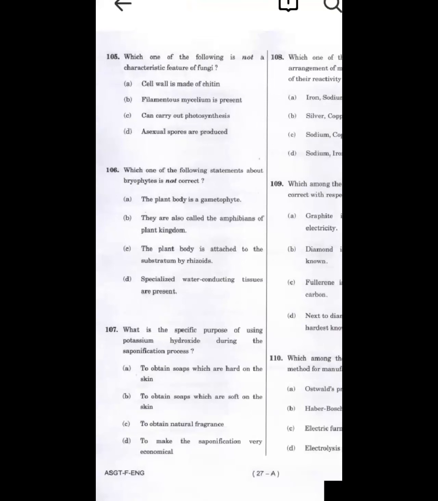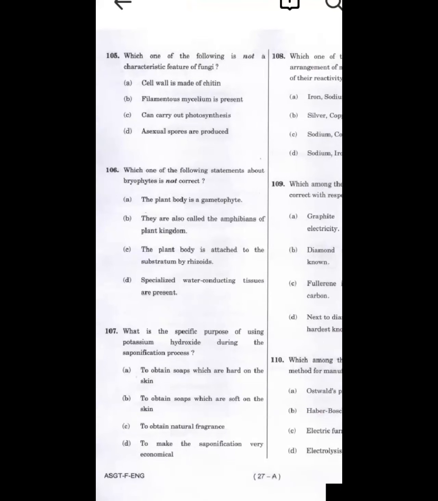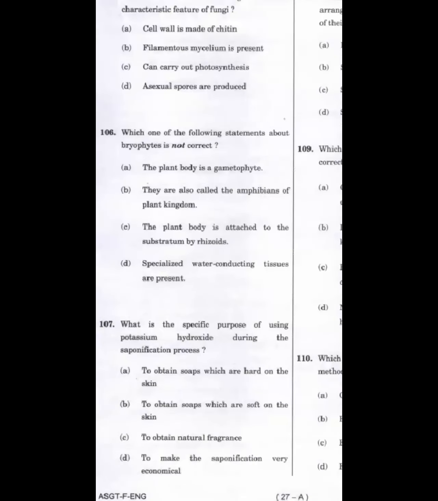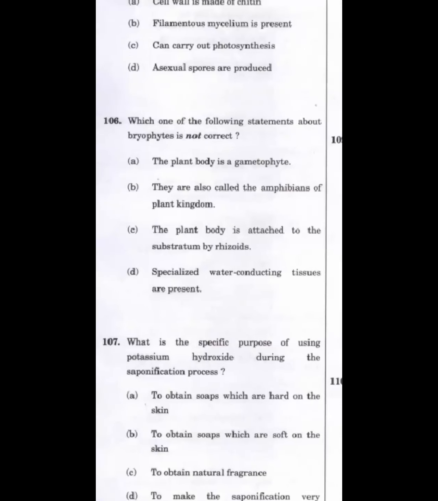So by this you can understand that whatever point they have given in the syllabus, based on that they have been asking questions. Now the next question we can see is 106: which one of the following statements about bryophytes is not correct? With regard to the plant kingdom, the differences between the plant and animal kingdom, bryophytes: the plant body is a gametophyte. They are also called the amphibians of the plant kingdom. The plant body is attached to the substratum by rhizoids, specialized water content.